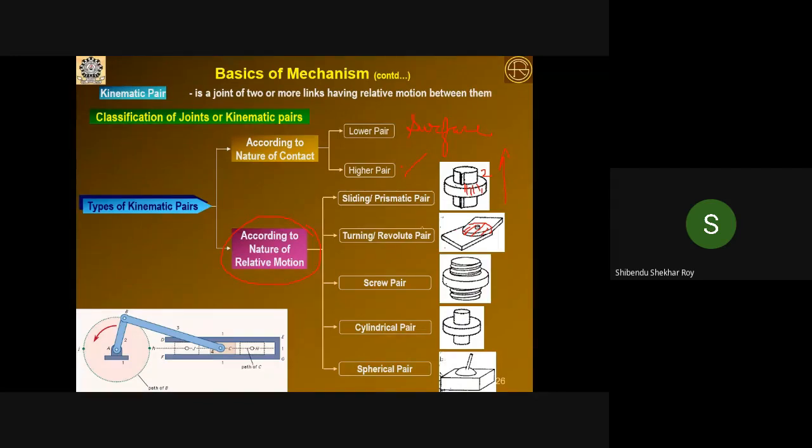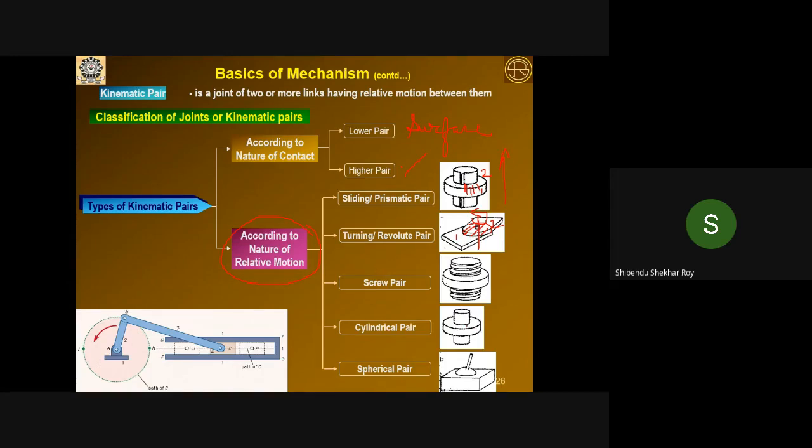Now turning pair or revolute pair. Here you just see with respect to this axis, this particular, this is the 1 and this is the 2. So 2 will rotate with respect to 1. Is it clear? So link number 2 will rotate with respect to 1 about this axis. So that is why it is turning or revolute pair. Screw pair, you see, we all have used the screw nut mechanism or the threaded joint. So here, if you rotate the nut, then nut will advance in the forward direction when screw is stationary. So that is the example of a screw pair.